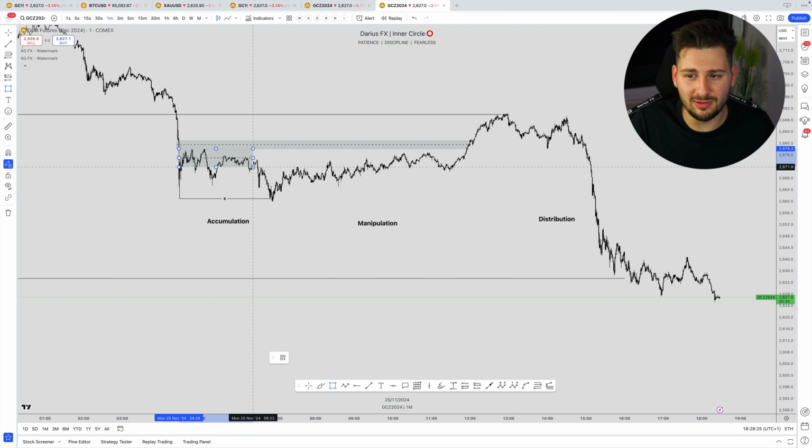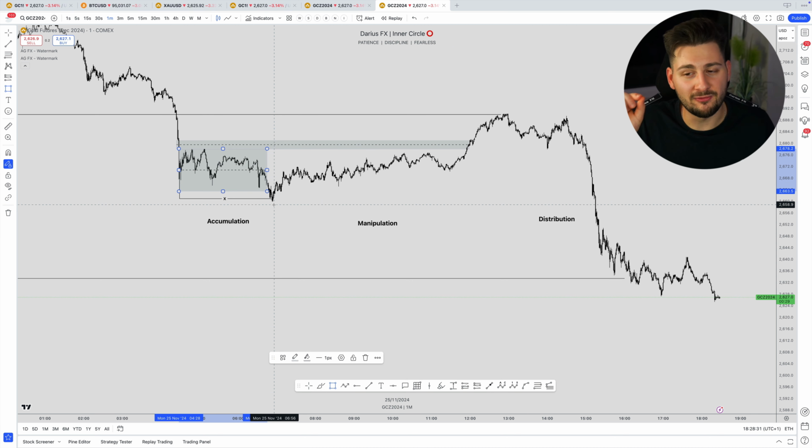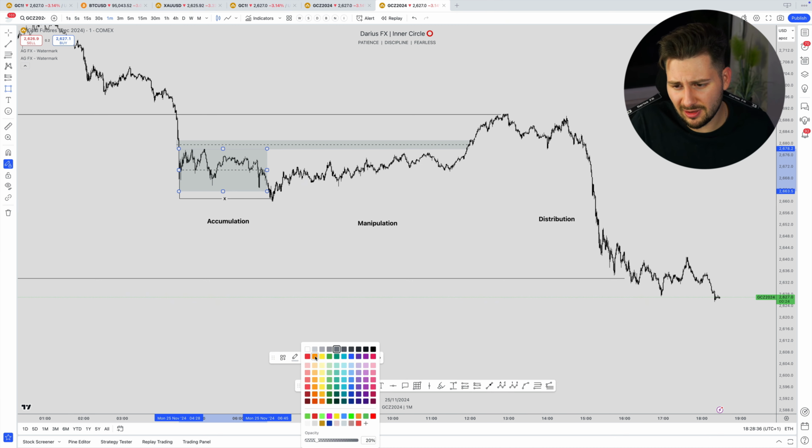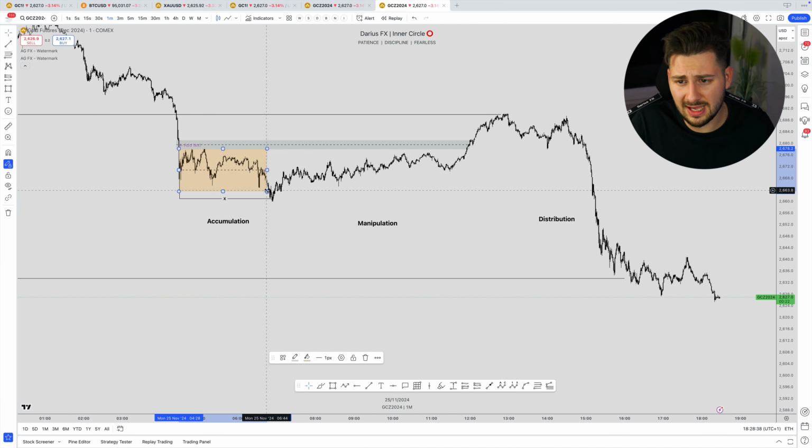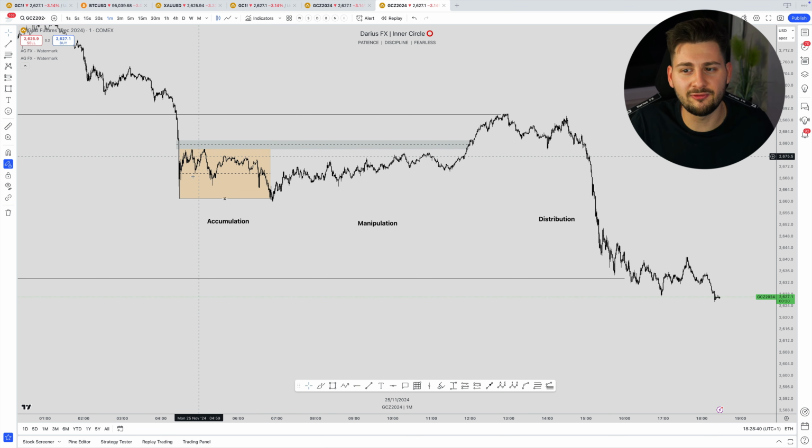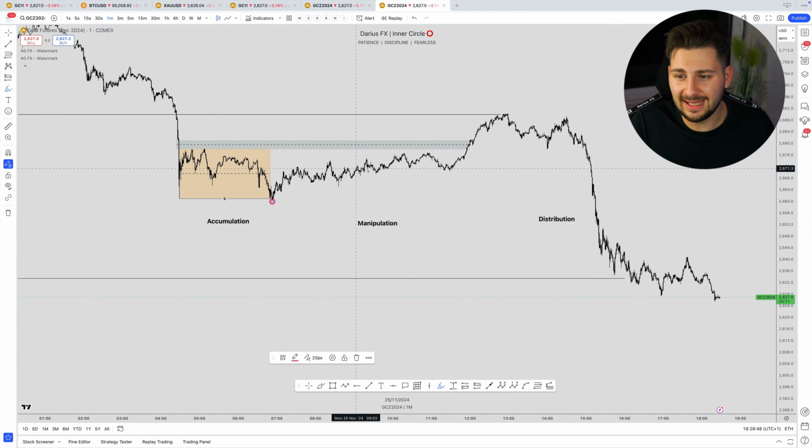You can see how it's moving back and forth, and you can also see how price starts to run the first liquidity over there. So I'm just gonna now put this in a color or something so that you can clearly see that. This is for me the first phase of the accumulation. This now is the manipulation, where you see price takes this liquidity and then goes all the way to the top. This is right now for me the manipulation.